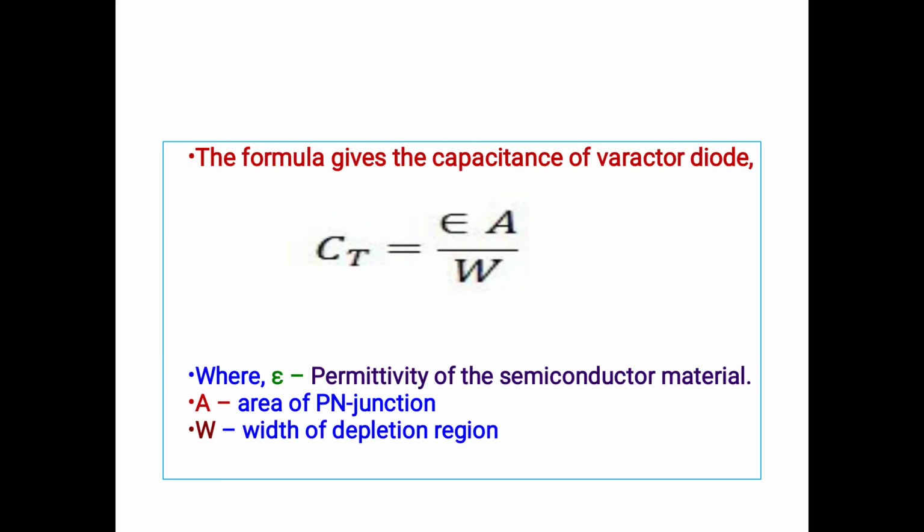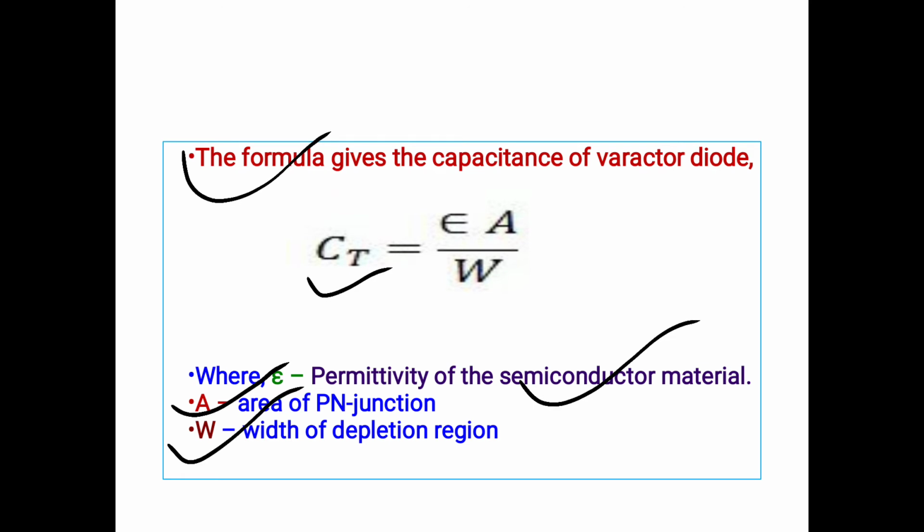The formula that gives the capacitance of the varactor diode is Ct equals epsilon A upon W, where Ct is the transition capacitance of the varactor diode, epsilon is the permittivity of the semiconductor material which is used for the construction of the varactor diode, and A is the area of the PN junction that is created when the P and N materials are connected.